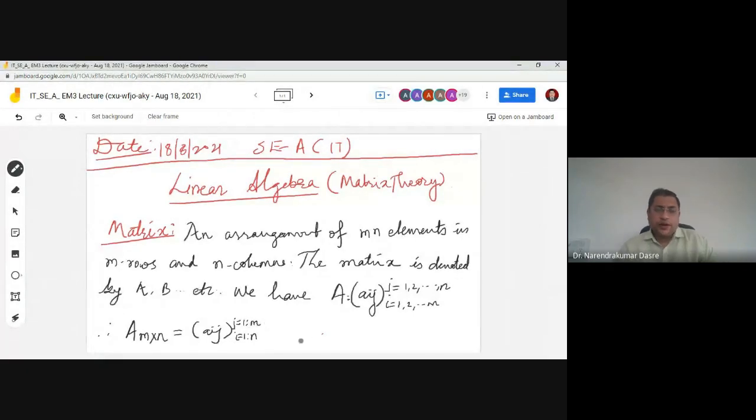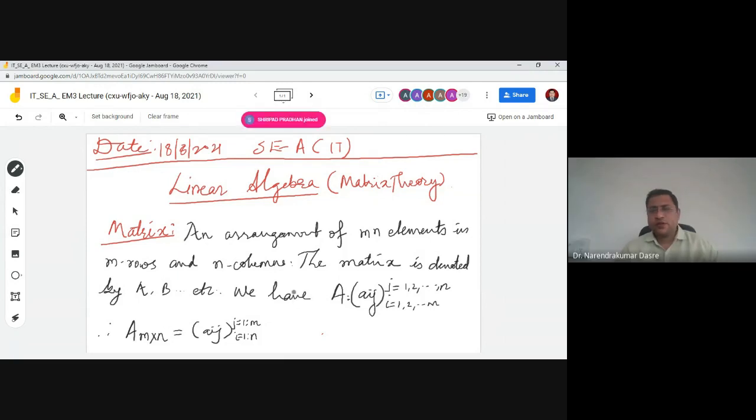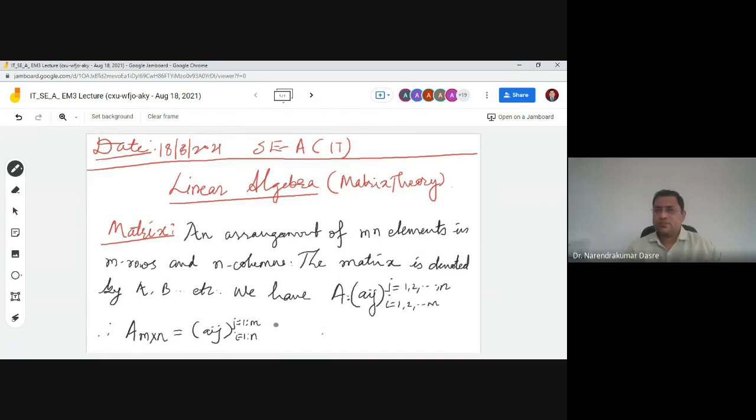Are you able to get this matrix notation? Yes, sir. Okay, that's good. So we got now the matrix, right?